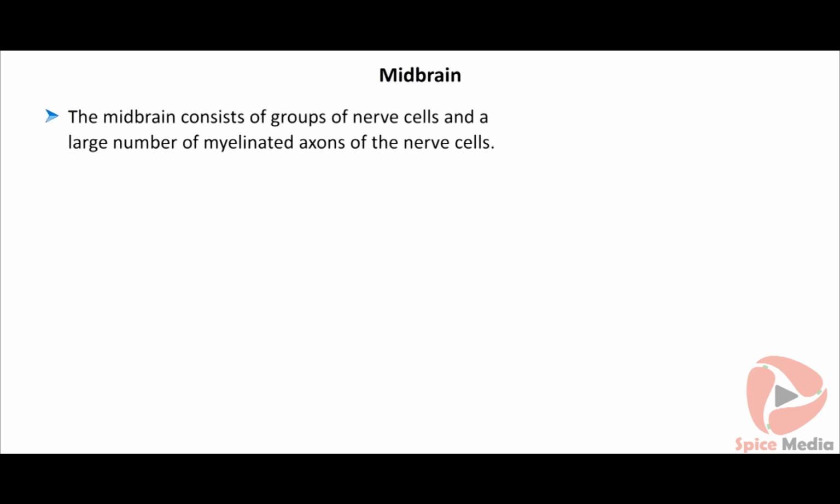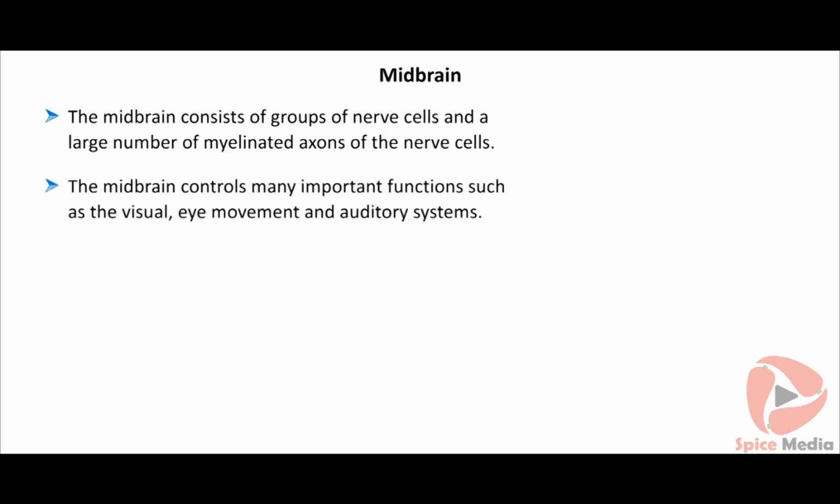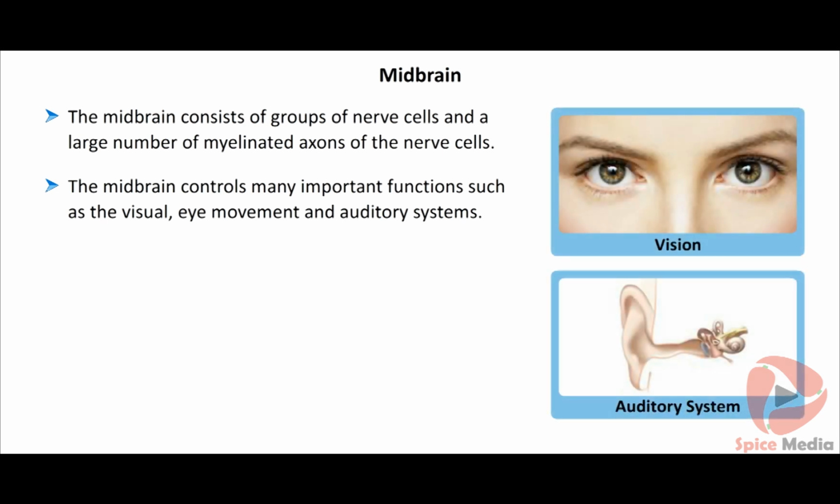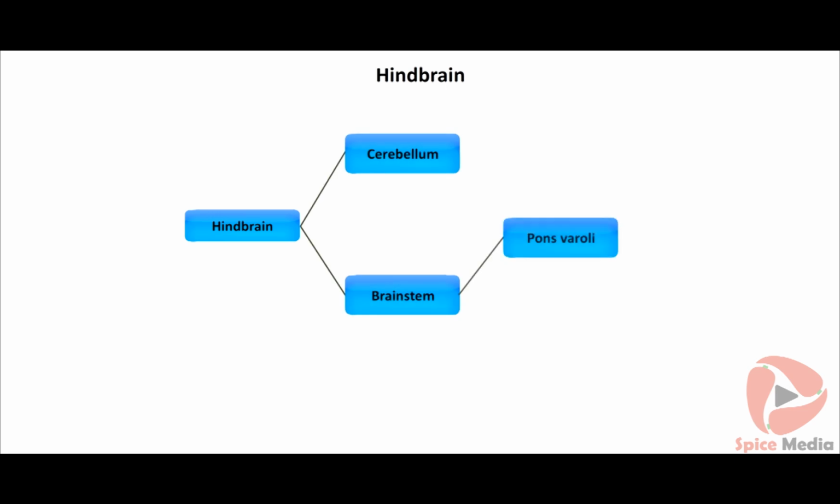The midbrain consists of groups of nerve cells and a large number of myelinated axons of the nerve cells. The midbrain controls many important functions such as the visual, eye movement, and auditory systems. The hindbrain is made up of cerebellum, pons varioli, and medulla oblongata. Often the pons varioli and medulla oblongata are referred together as the brain stem.